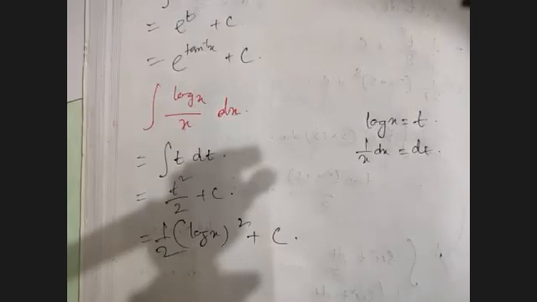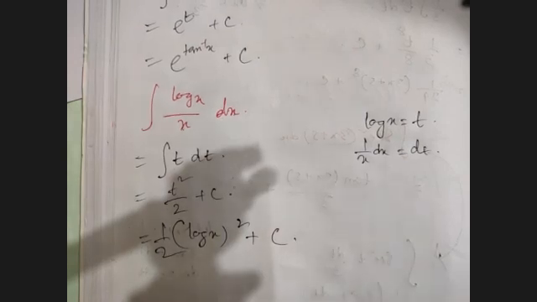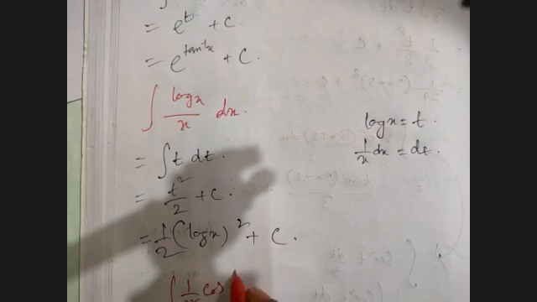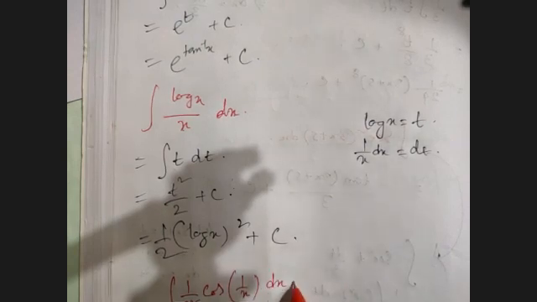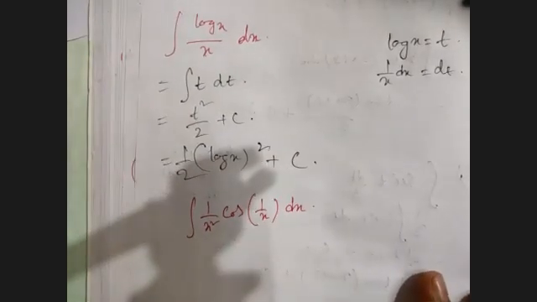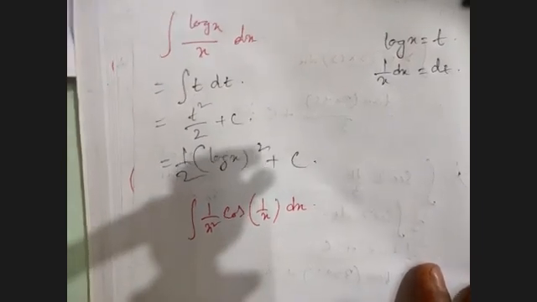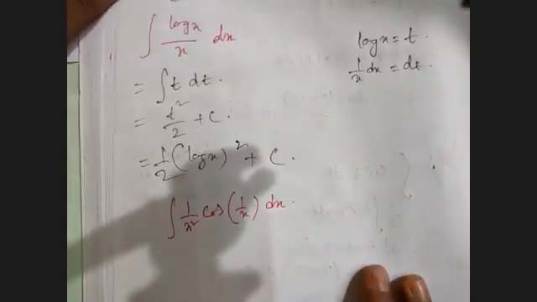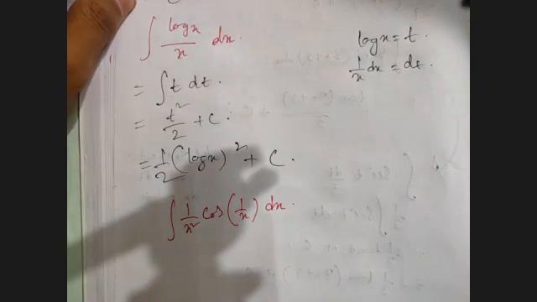Okay, now I'm giving one exercise problem. Try to solve. Integration of 1 by x square cos 1 by x dx. Which one do you have to let as t? Which one will you let as t?